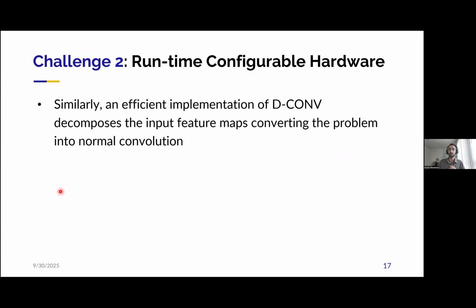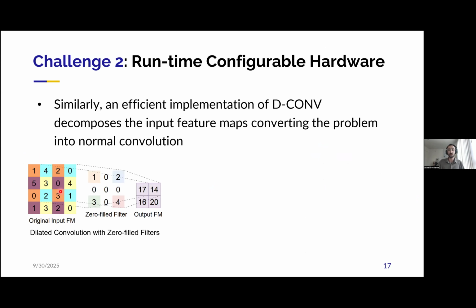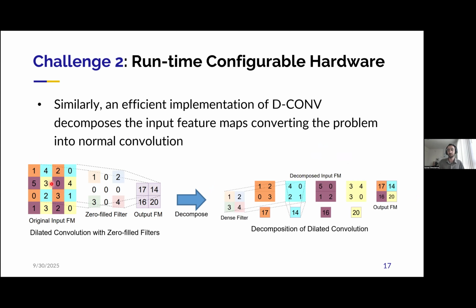Similarly, for dilated convolution, we will insert these zeros in the kernel, and to decompose it, we will decompose the input feature maps in a similar approach. So we will have certain patterns, and we will decompose them into these dense feature maps. And this also leads to a speed up calculated by this formula, where D is the dilation factor, which also means how many zeros you insert.